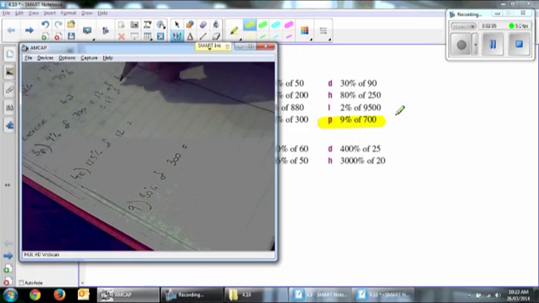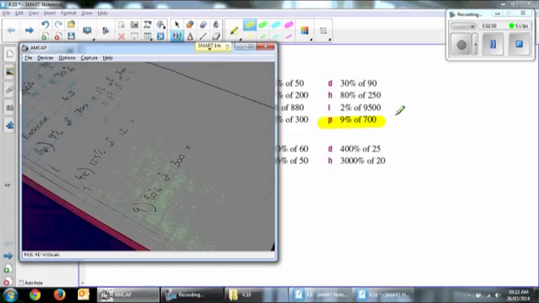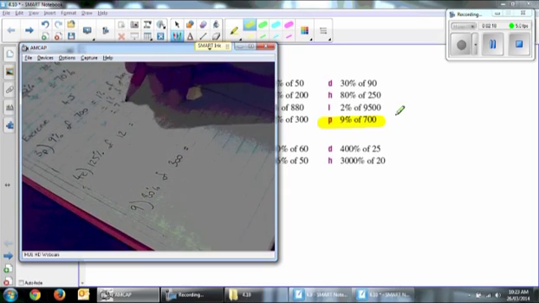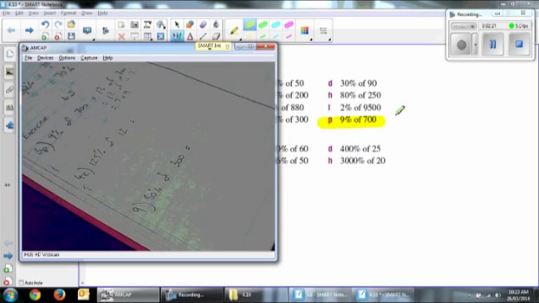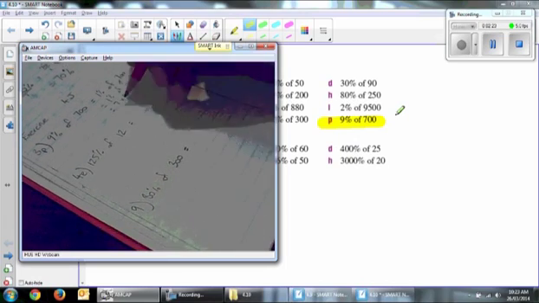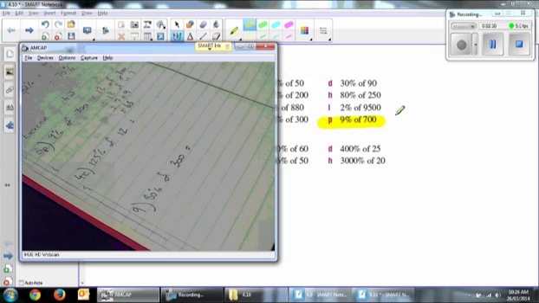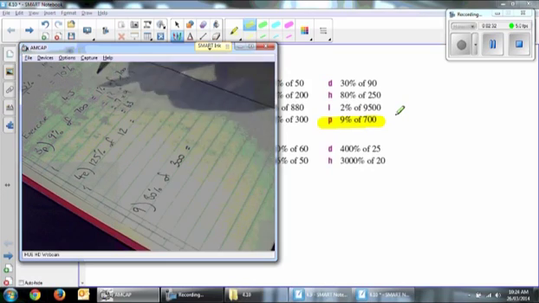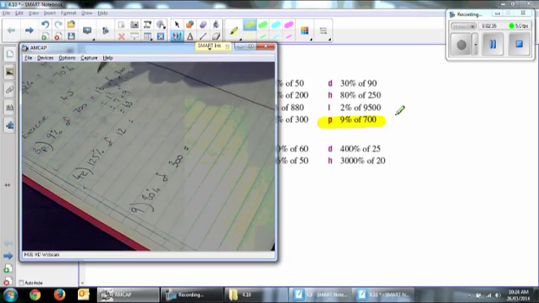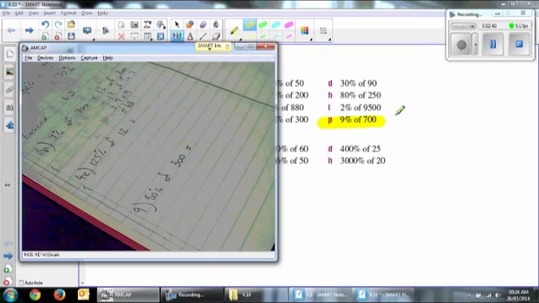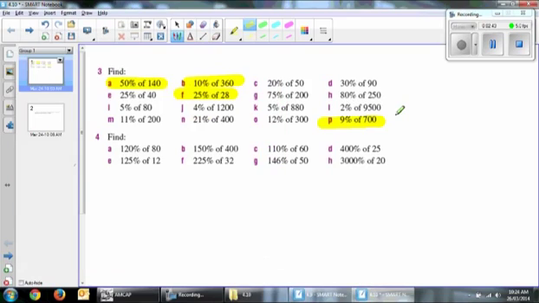Okay? Alright. Now, because I know what 1% is, now I can find 9%. Because if 7 is 1% of 700, to find 9%, all I need to do is go 7 times 9. Okay? 7 times 9 is 63. Okay, so 9% of 700 is going to be 63. And that's a roundabout way of working it out by finding 1% and then multiplying it by however many percent I need to find.